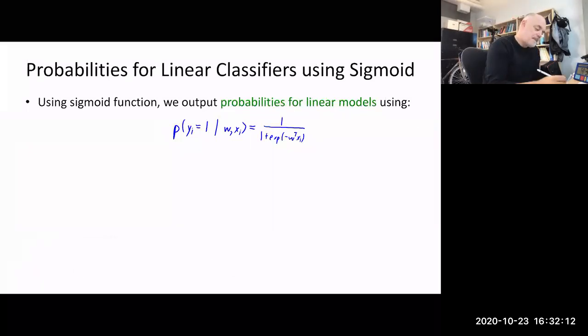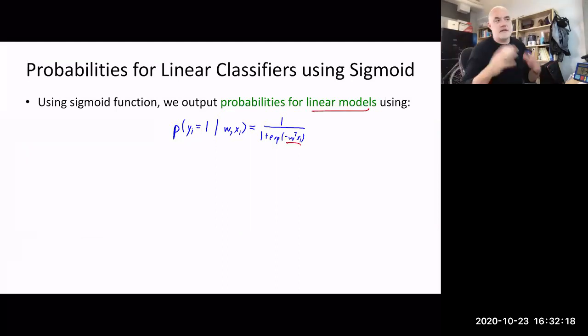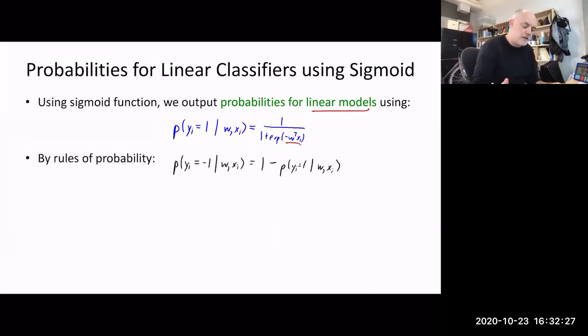So using the sigmoid function, we can output probabilities for linear models, right? Wherever you get the W from is going to be slightly different from logistic regression. It's going to be slightly different from support vector machines. It's going to be slightly different if you just use the L2 loss, or perceptron or whatever. We can output probabilities, or numbers that we interpret as probabilities, using the logistic sigmoid.